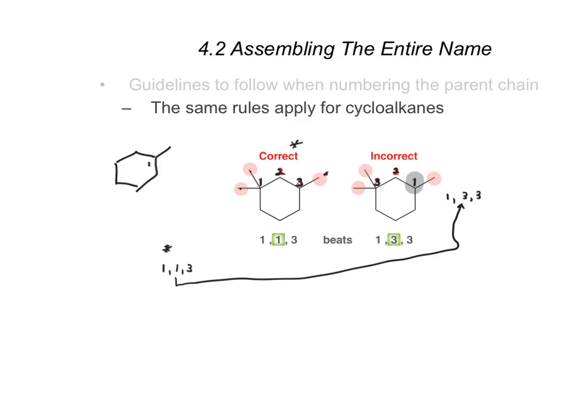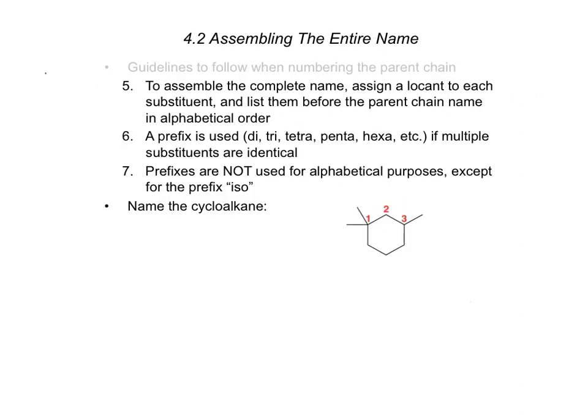Okay, so now we're going to start to bring stuff together. Again, the first step was identifying the parent. The second step was identifying the substituents. The third step was numbering the chain to assign the parent a locant or individual locants. And now we're going to start to assemble. So the fourth step in this is to assemble. To illustrate this, we're going to use this cyclohexane as an example.